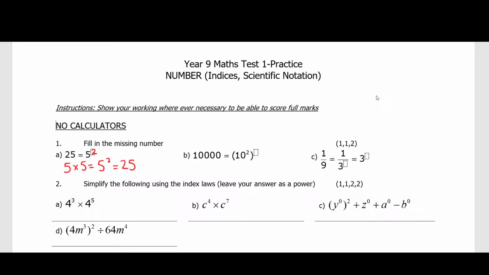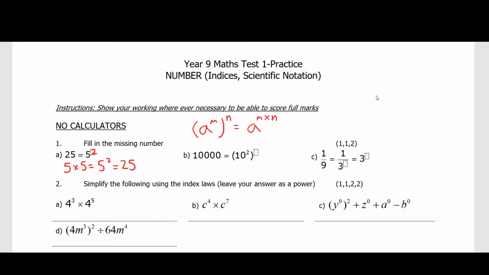Here, 10,000 equals bracket 10 squared close bracket to the power of. So here we're using this index law: a to the m, all to the power of n, equals a to the m times n.